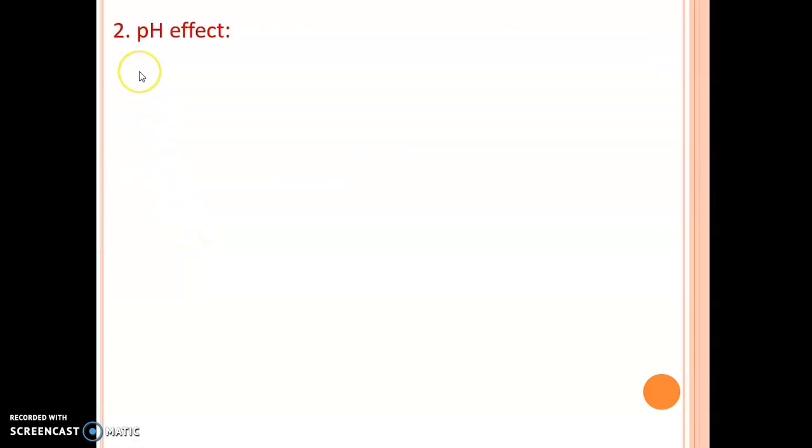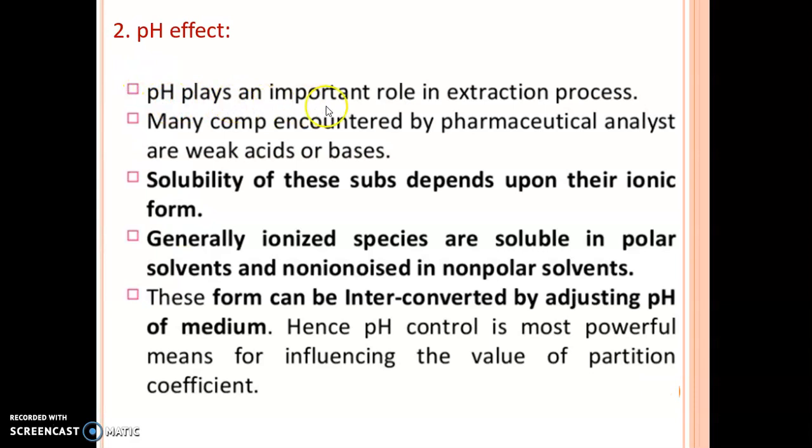Now the second factor is pH effect. pH plays an important role in the extraction process. Many compounds encountered by pharmaceutical analysts are weak acids or bases. The solubility of these substances depends upon their ionic form. Generally, ionized species are soluble in polar solvents and non-ionized species in non-polar solvents. These forms can be interconverted by adjusting the pH of the medium. Hence, pH control is the most powerful means for influencing the value of the partition coefficient.